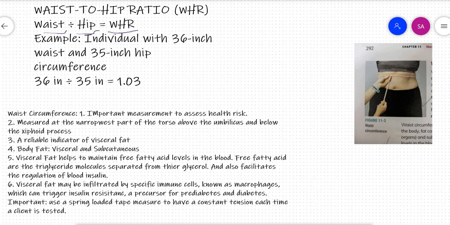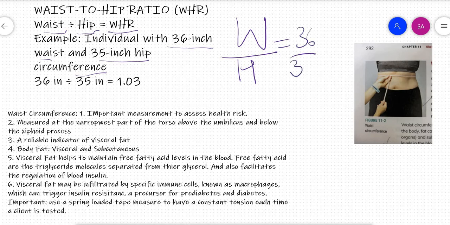For example, an individual with a 36-inch waist and 35-inch hip circumference. What do you have to do? You have to divide waist by hip. In this case, 36 inches by 35 inches. So the ratio comes to 1.03. Now, this falls in the risk category.